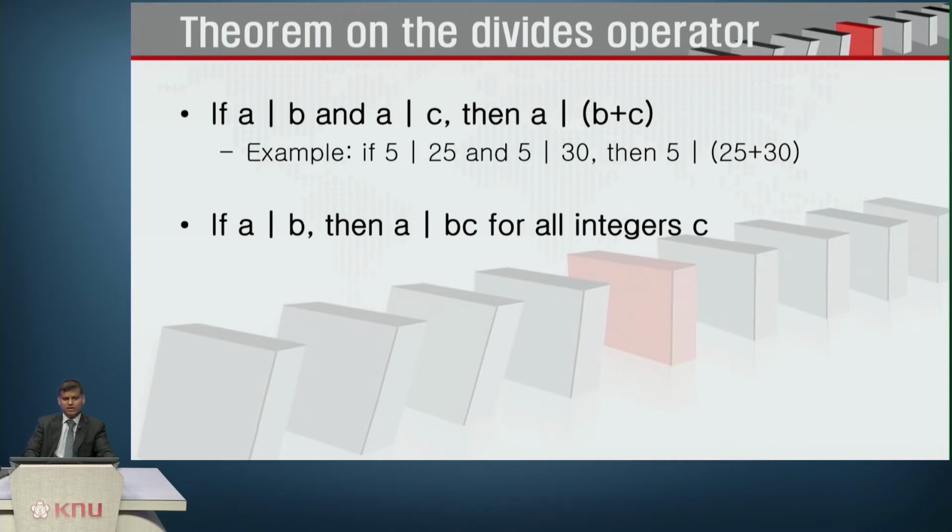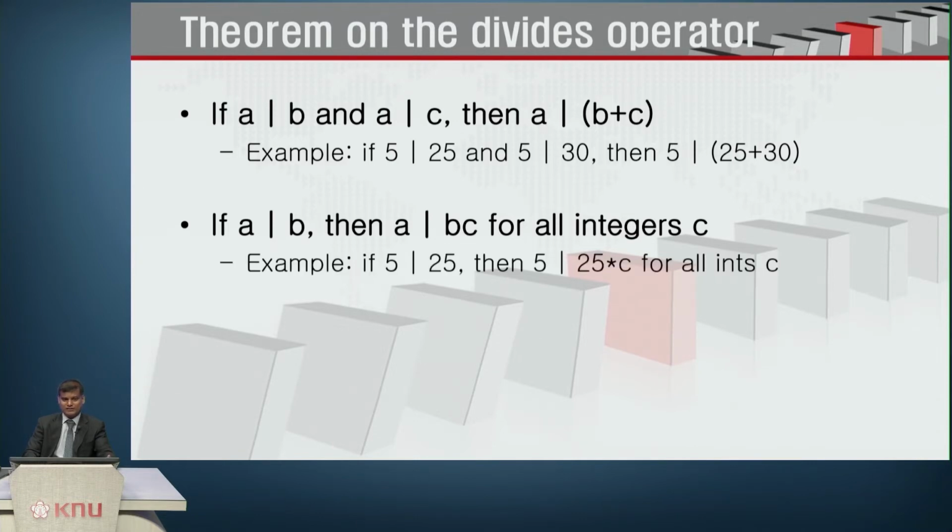And if A divides B, then A divides B times C for all integers C. That makes sense. As you can see, C is an integer, and though we don't know what C is, we are sure that A would divide B times C. Here is another example. If 5 divides 25, then 5 divides 25 times C as well for all integers C. That seems to be a very basic thought on this divides theorem.